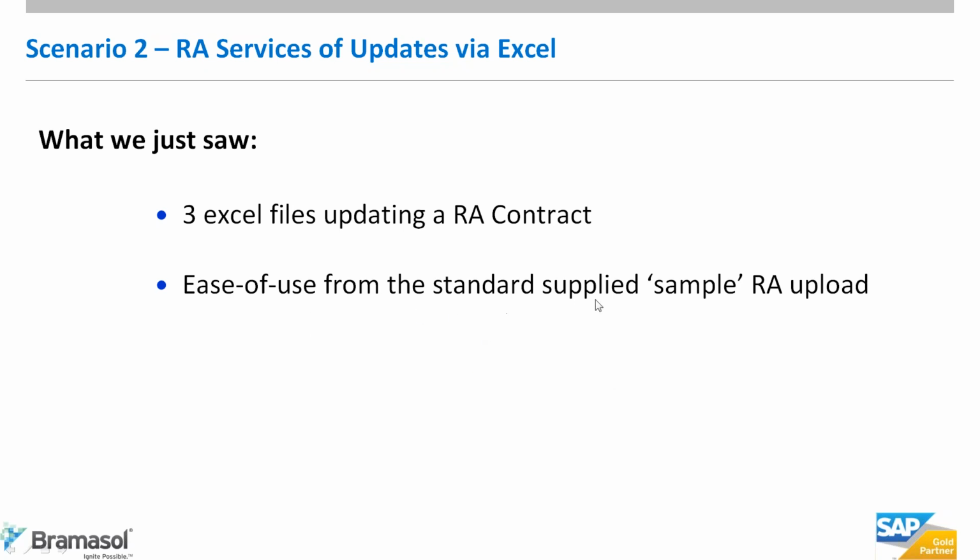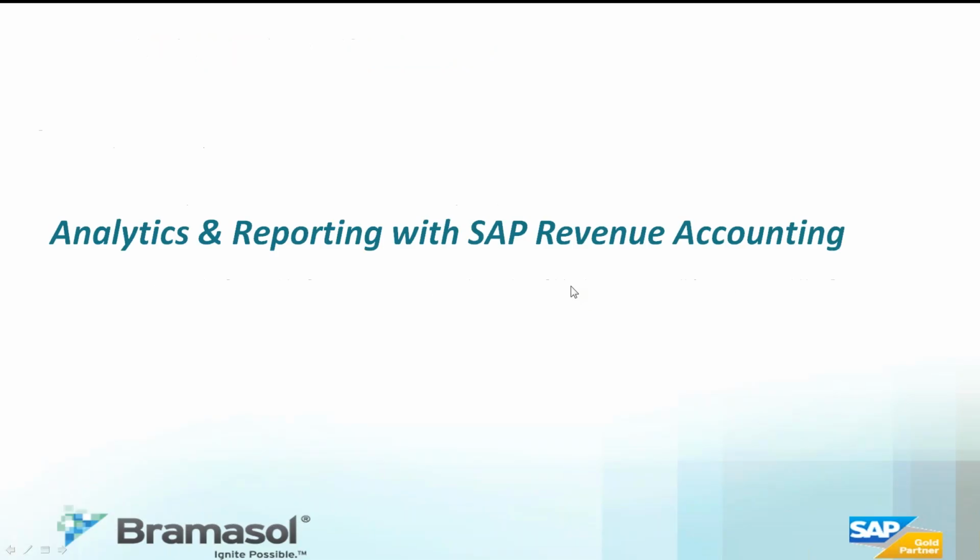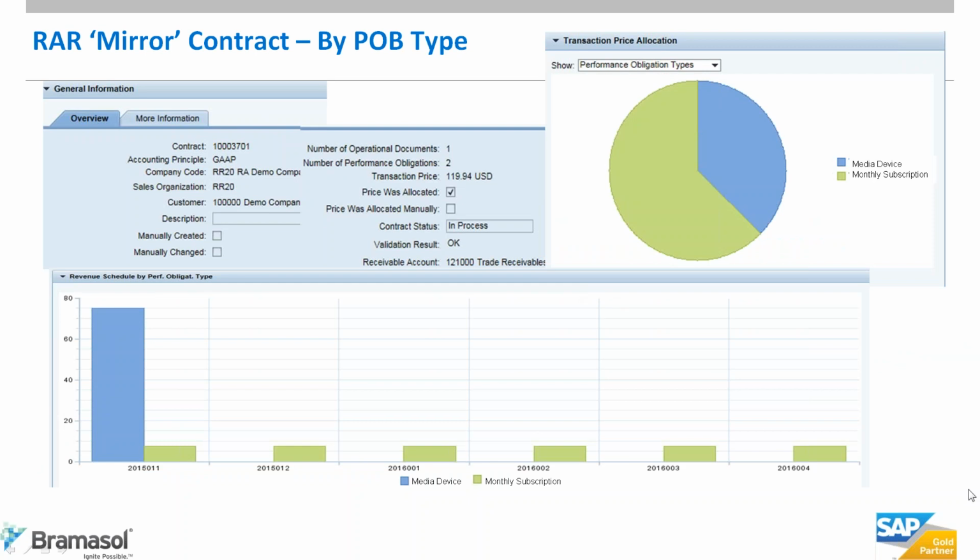The other thing is there's a supplied sample RA upload transaction that comes with the standard RA 1.1, so you can create these yourselves and start to look at them and see how you want to do it. Also keep in mind the analytics within the RA module. There's some pretty good analytics there. For those that haven't seen it before, I'll give you an example.